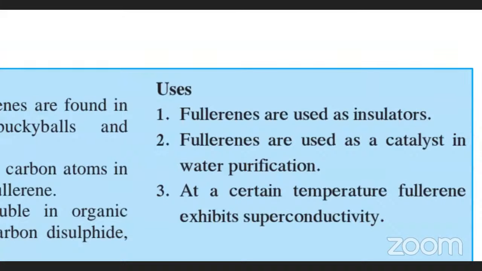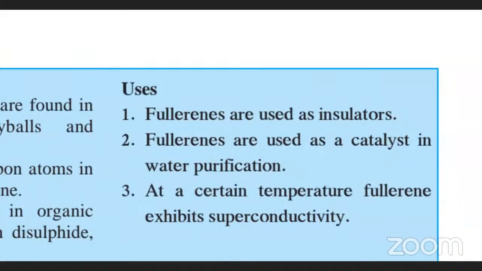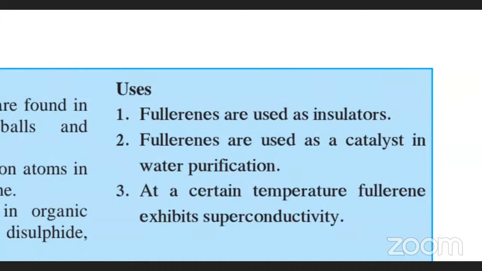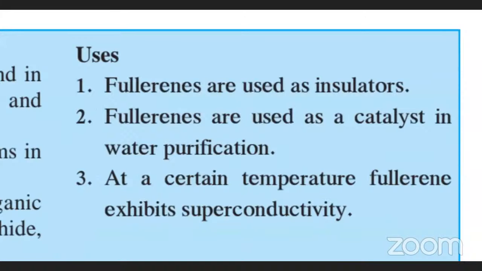Now what about insulators? Insulators are those substances which do not allow the flow of electricity, meaning they do not contain any free electrons. Because they do not contain free electrons, electricity cannot flow through them. So in the structure of fullerene, free electrons are not present. Since no free electrons are present, they do not conduct electricity, and they are known as insulators.